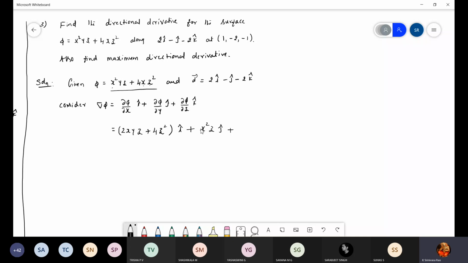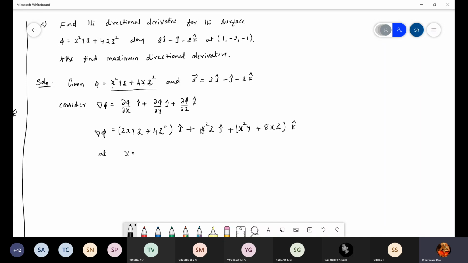So x square y, first one, keep as it is. z differentiation is 1 plus second term z square is 2z. So 2 into 4 is 8xz. So this is the derivative of third term with respect to z into k cap. So this is grad phi.